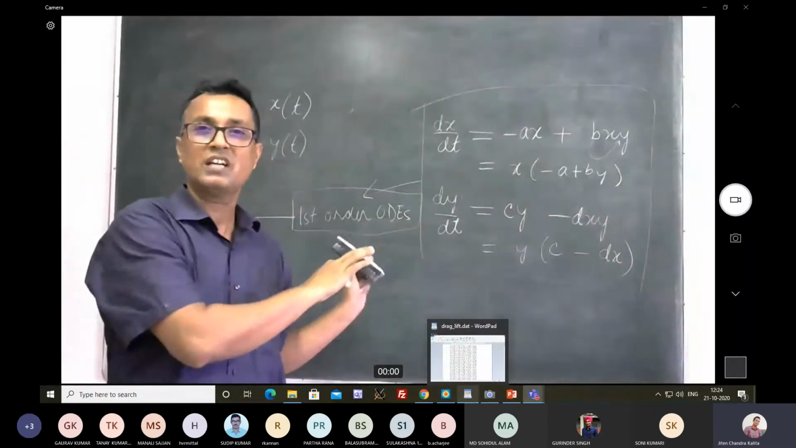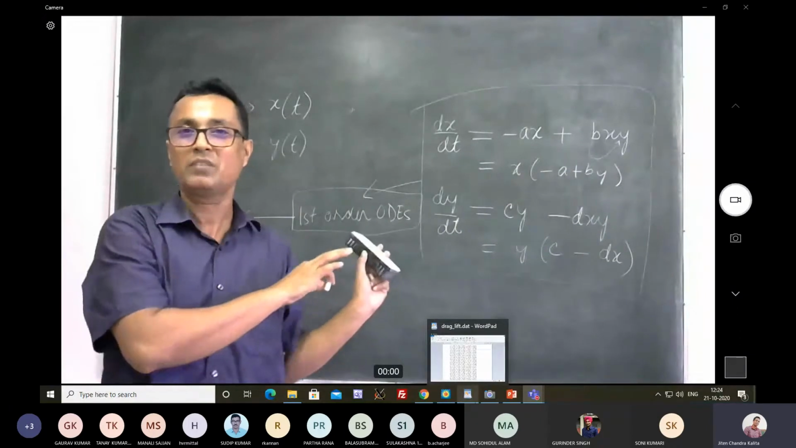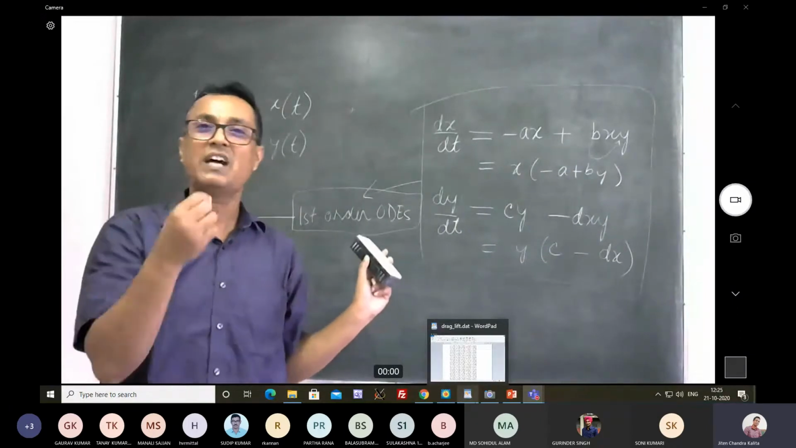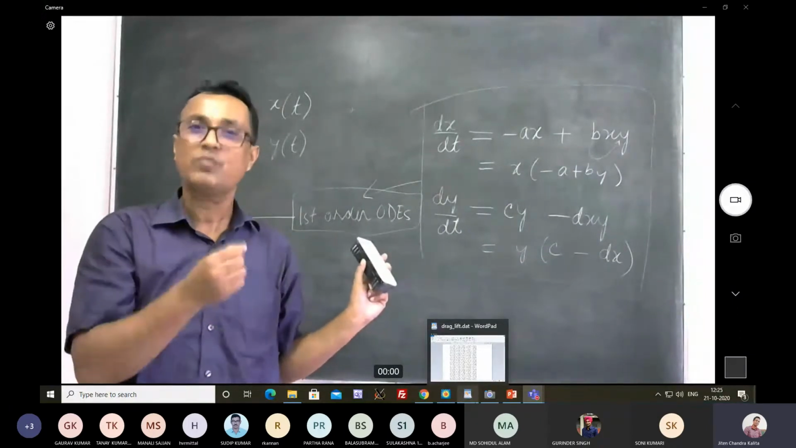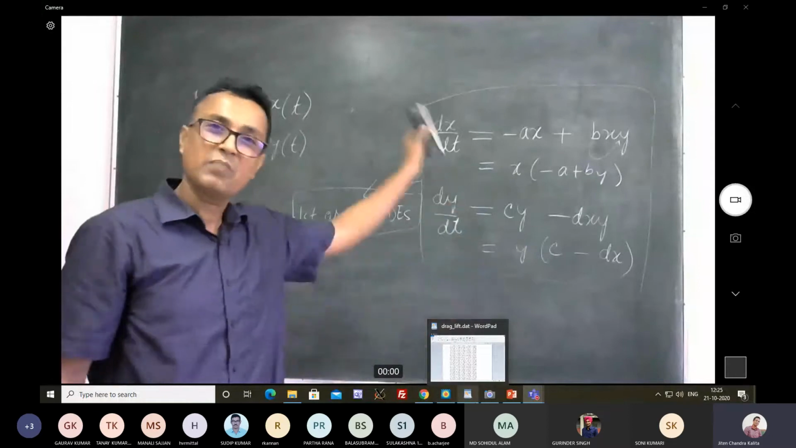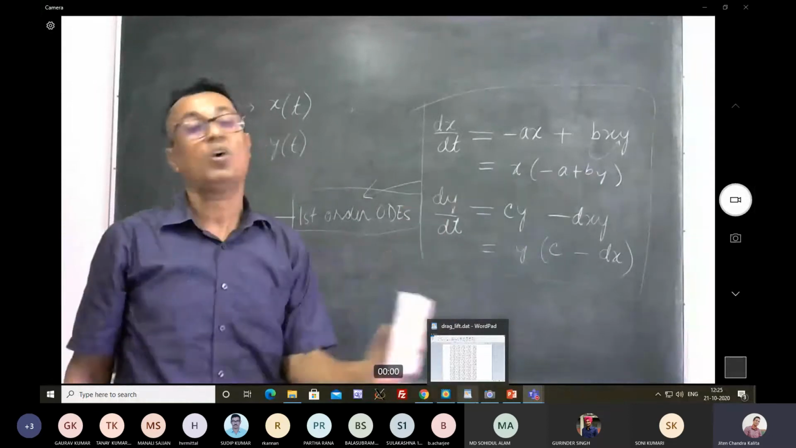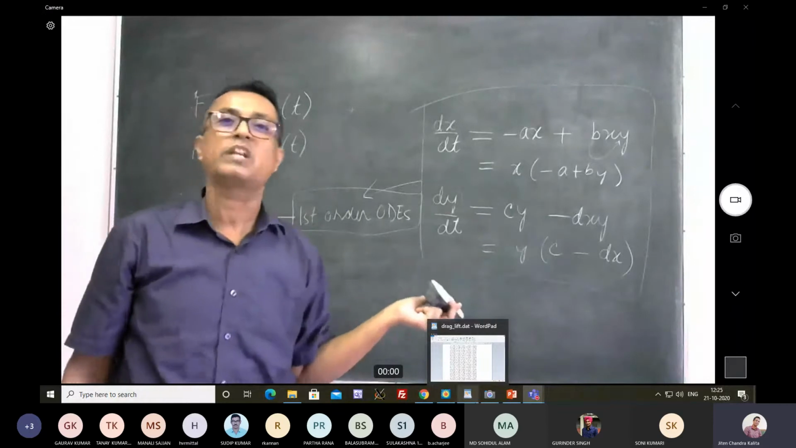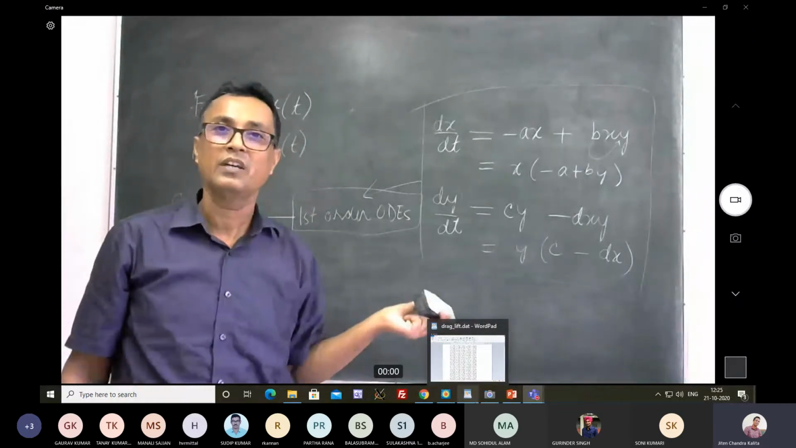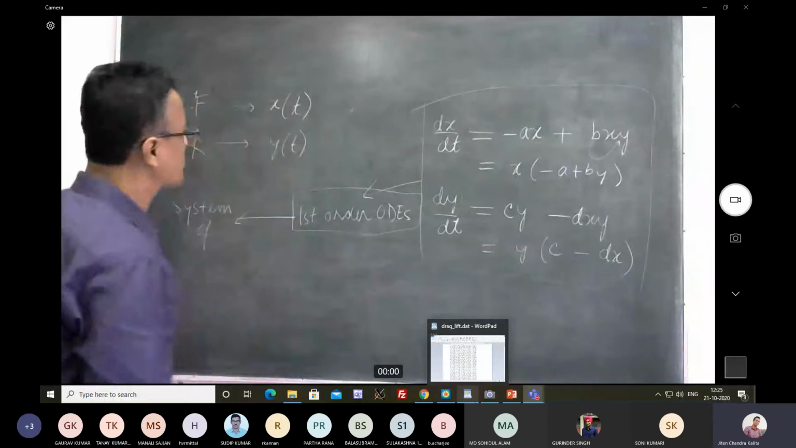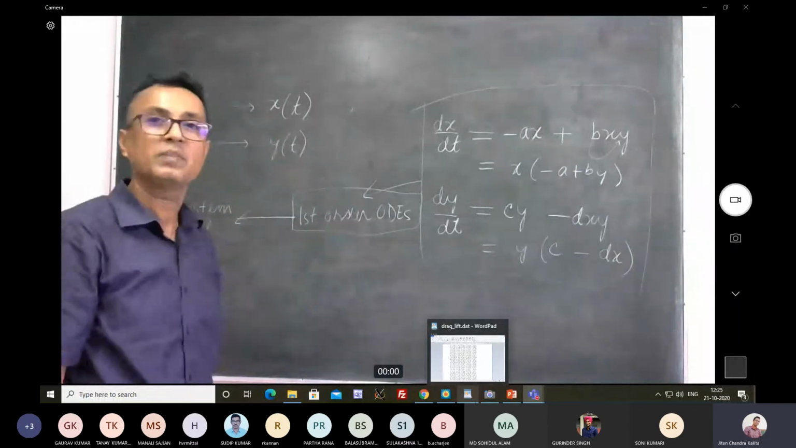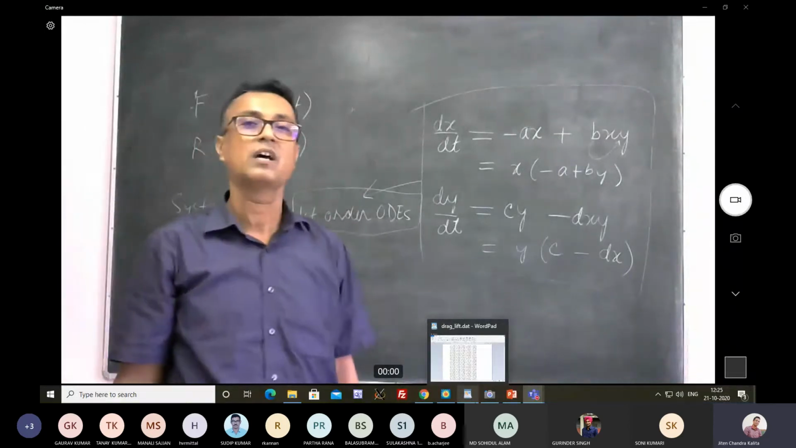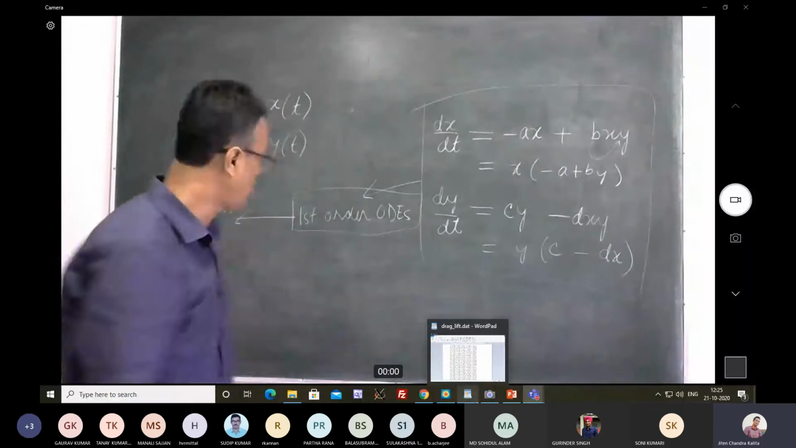Now you can see that through mathematical modeling, just by simple first order equations, first order ODEs, we can mathematically model a system. Of course, this is a very simple model, and this is called the predator-prey model. Okay, fine. And what is going to happen? There is going to be interplay between the population of the rabbit and fox.